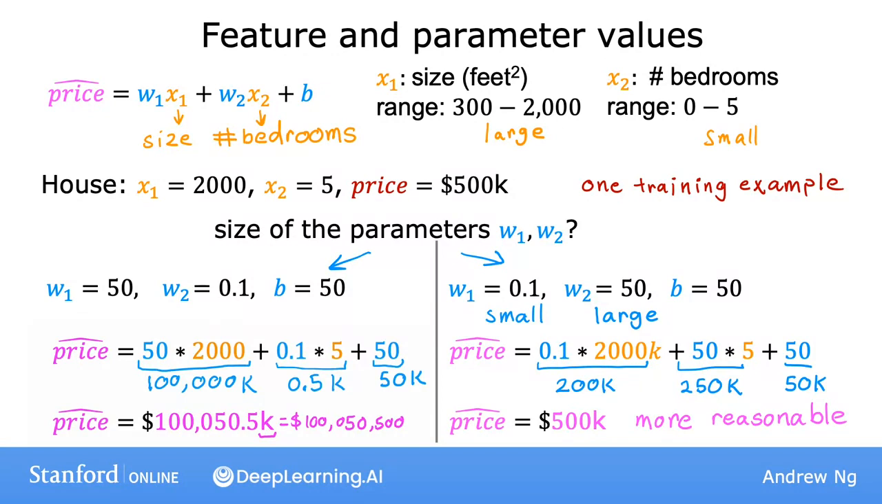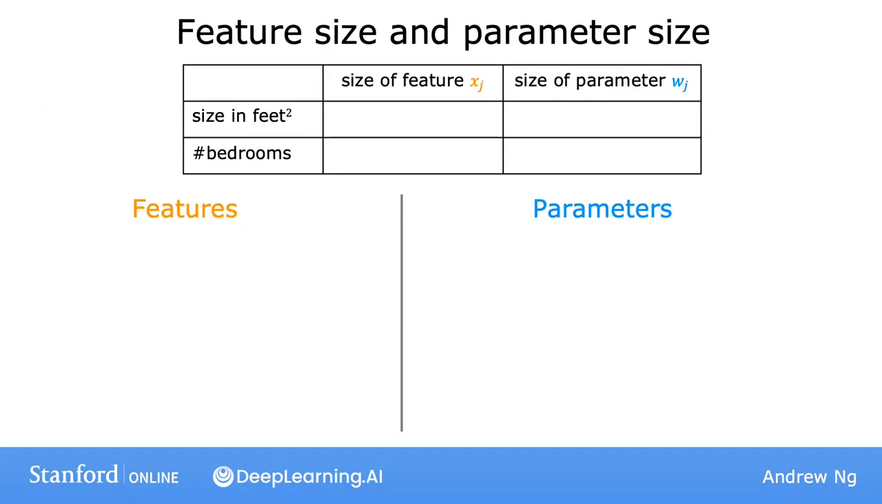So hopefully you might notice that when a possible range of values of a feature is large, like the size in square feet, which goes all the way up to 2,000, it's more likely that a good model will learn to choose a relatively small parameter value like 0.1. Likewise, when the possible values of a feature are small, like the number of bedrooms, then a reasonable value for its parameters will be relatively large, like 50. So how does this relate to gradient descent?